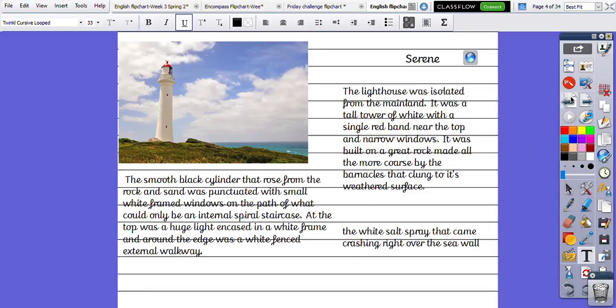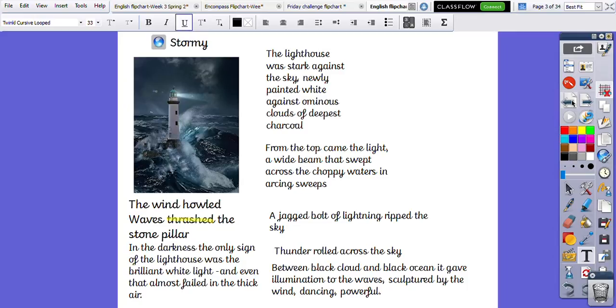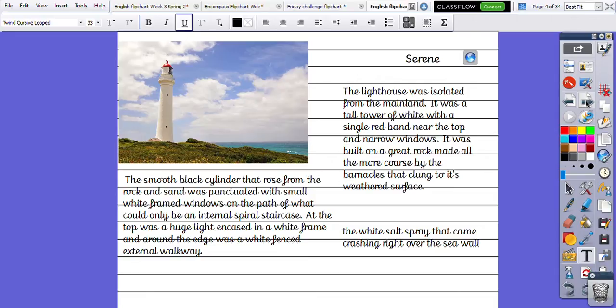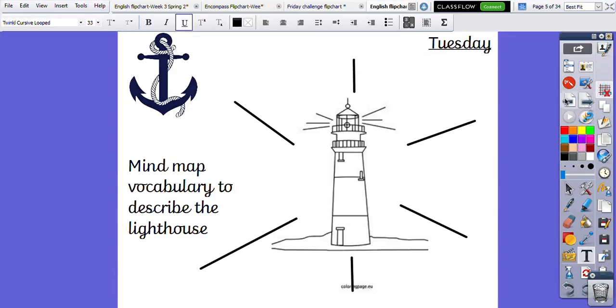Yesterday we magpied vocabulary and phrases that we could use in our descriptions of the lighthouse this week. Remember, you have got a choice this week. Based on the choice you made yesterday as to whether you are doing the stormy lighthouse scene or the serene lighthouse, you need to ensure that you carry on with that choice all of this week up until publish on Friday.